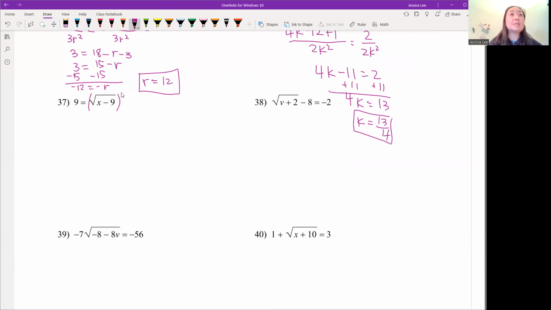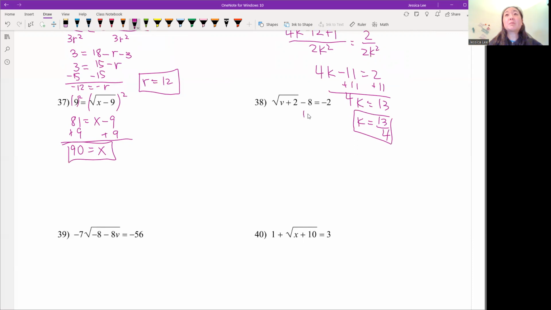So my radical is by itself. I'm going to square both of these guys. I get 81 is equal to x minus 9. Add 9 to both sides. And that's going to be 90. See how easy that is? 90 does, when I plug it back in, 90 minus 9, 81. Square root of 81 is 9.